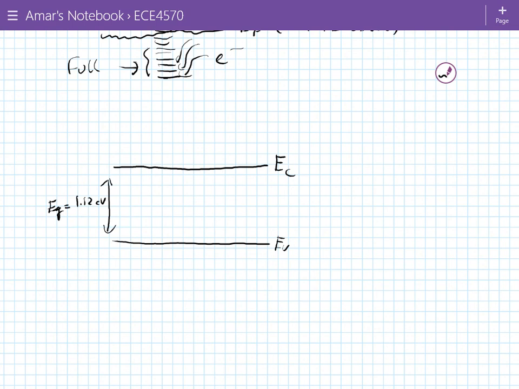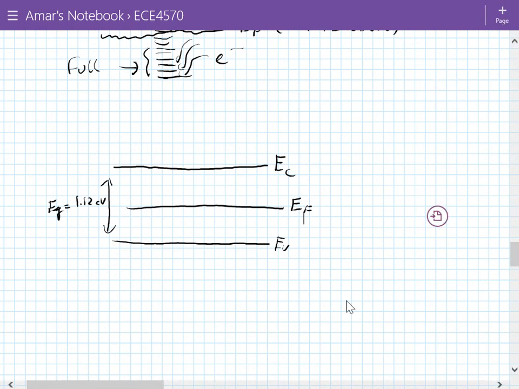All right, so this was our simplified diagram from before. Now what we're going to do is add EF to the diagram. For an intrinsic semiconductor, EF will be right in the middle between EC and EV. So 0.56 electron volts here, 0.56 electron volts here. If it's an N-type semiconductor, EF will be higher up. If it's a P-type semiconductor, EF will be further down.